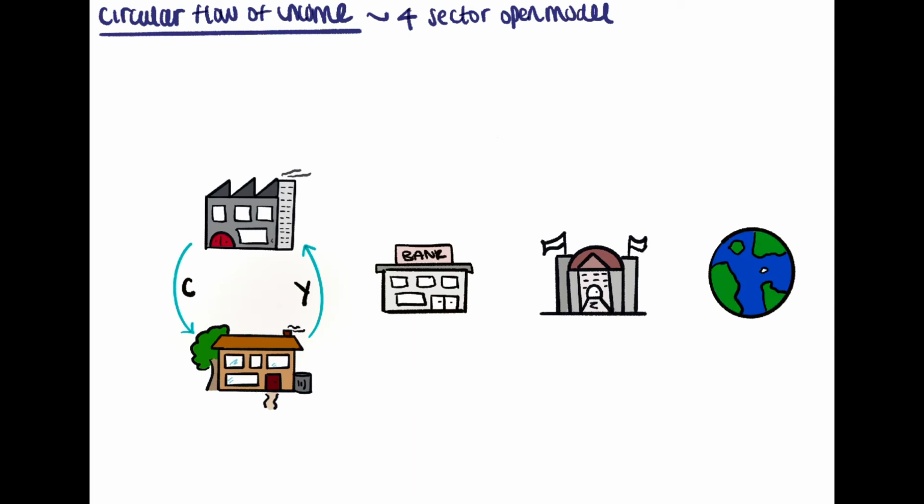Now, as well as households and firms, we also have banks which allow households to save and firms to gain funds to invest. There's a government which taxes income and spends on investments. Firms can also export their goods and services to the rest of the world, and households can import goods and services from the rest of the world.